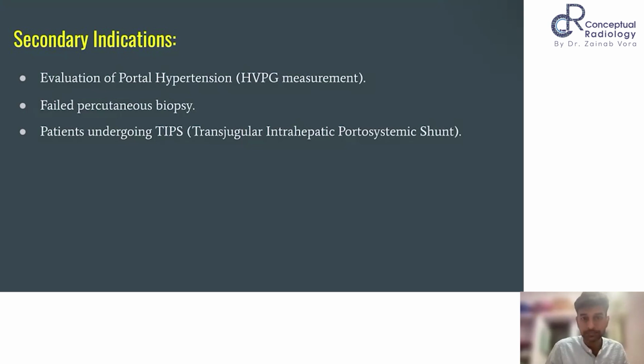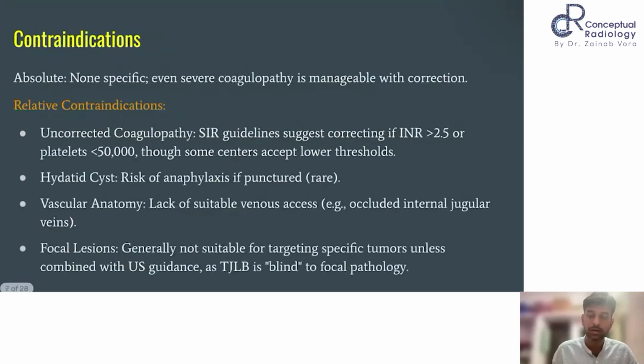And also in patients undergoing TIPS, we can do a percutaneous transvenous biopsy through the same access, because we can avoid an extracapsular puncture. So these are the indications of transjugular liver biopsy.